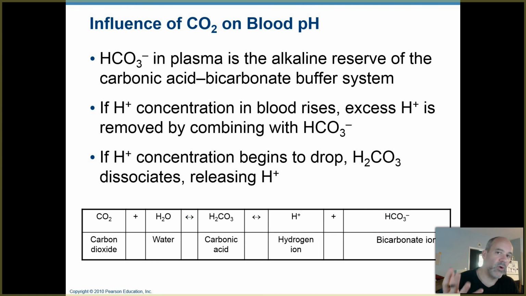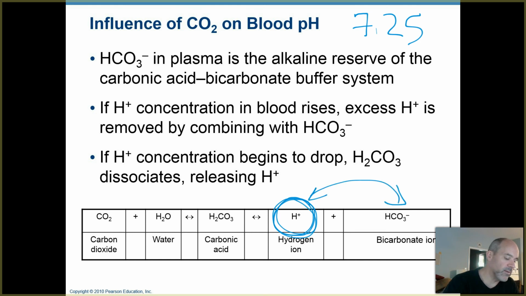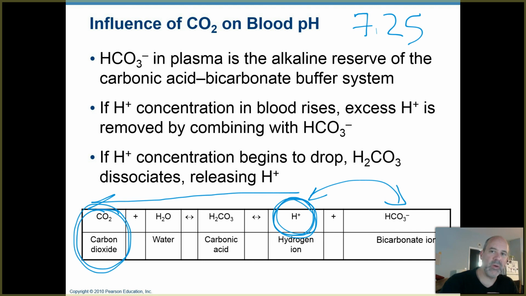Now, let's say your pH is too low. It's supposed to be 7.35 to 7.45. Let's say it's 7.25, which would be extremely low. That means you have too many of these around. So you need to bond those with bicarbonates and force this chemical reaction to head in that direction. And what's being generated there? CO2. And then we need to get rid of that CO2 as part of helping to control our pH.